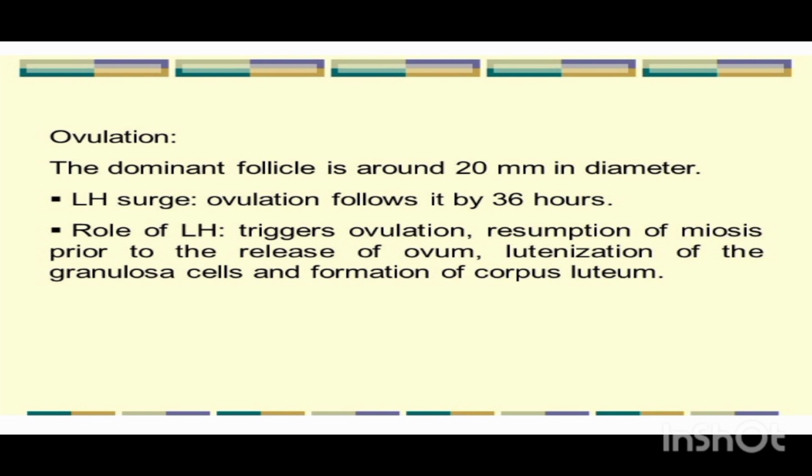Luteinizing hormone is also released from the anterior pituitary gland, which helps in ovulation, stimulating the ovary to release the matured ovum.